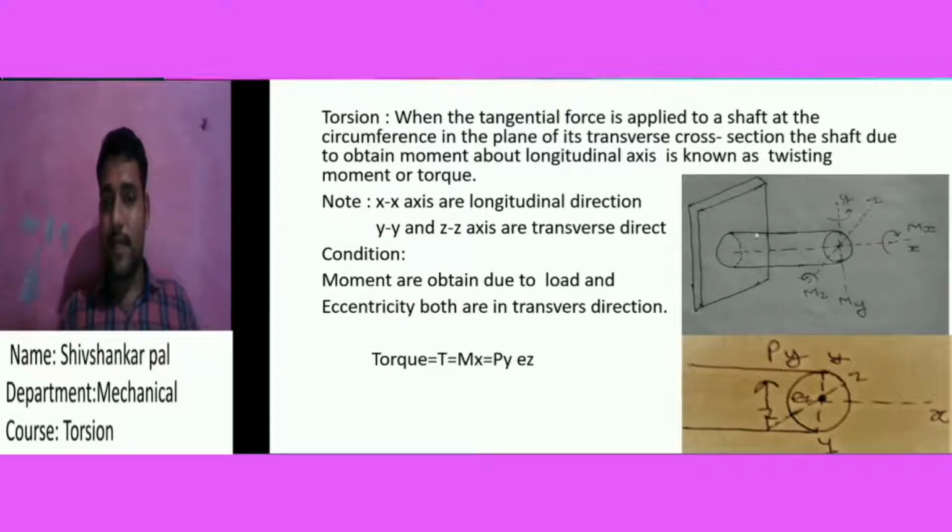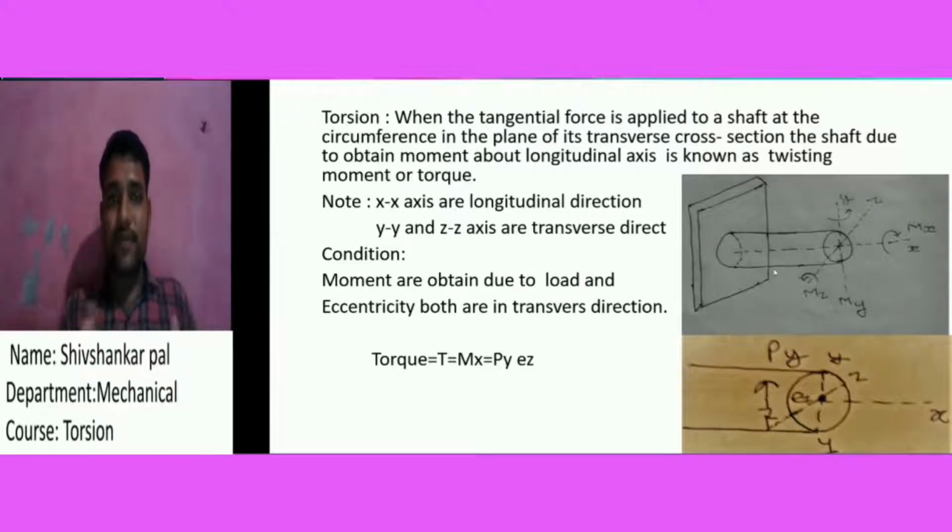You see that is our shaft. Suppose I apply a tangential load to this shaft. You know the tangential load is the same as the shear force, because it is applied on the surface of the object. So the tangential force produces a moment about the longitudinal axis, and that moment is known as the torsion, twisting moment, or torque.